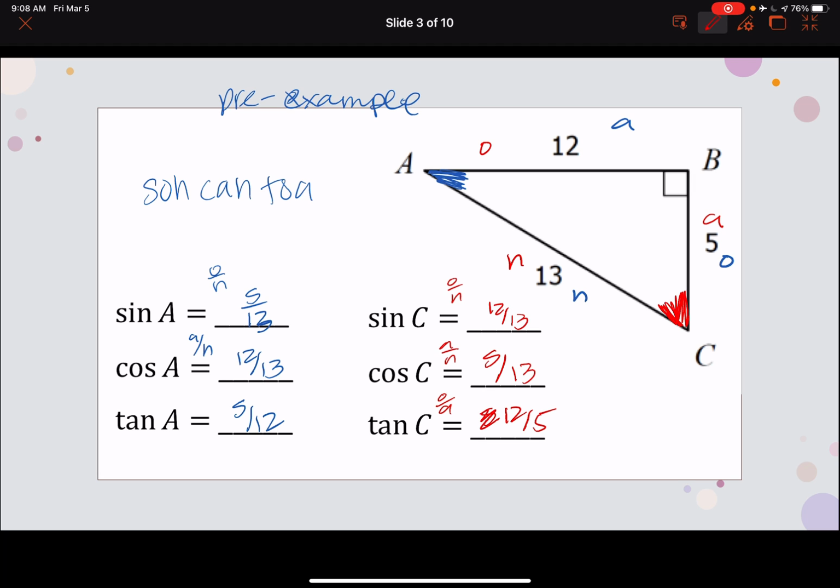All right, now technically if you wanted to just find tangent for either one of these, let's do tangent of angle A. We could have just done it with sine over cosine. So we would have done 5 over 13 divided by 12 over 13, which is really just 5 over 13 times 13 over 12. These cancel out, and you get 5 over 12. This is a lot of math, but you'll need this later in your math career.